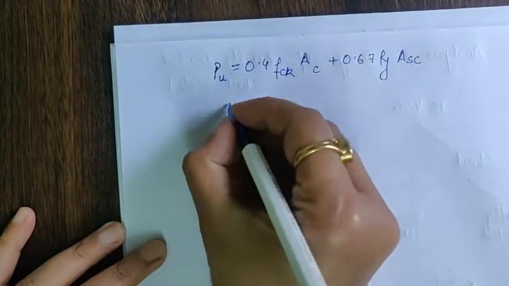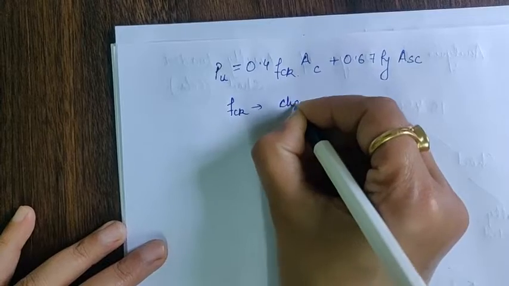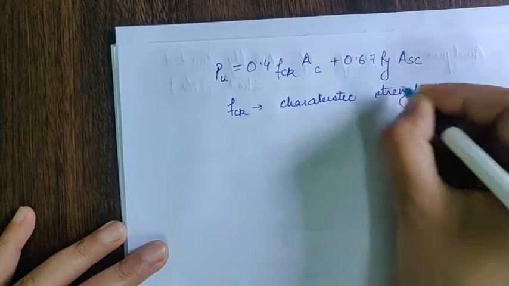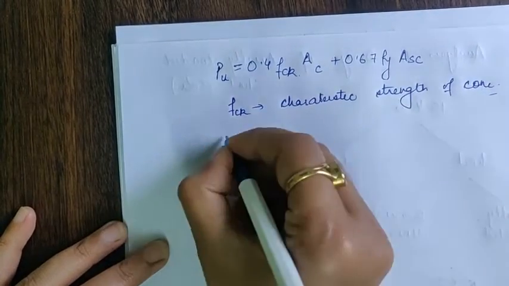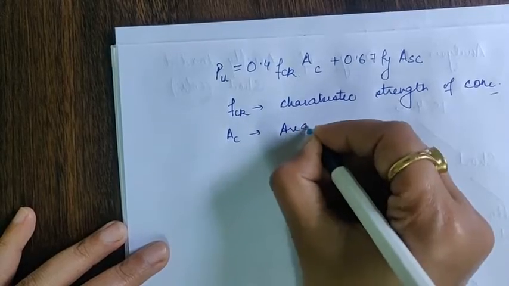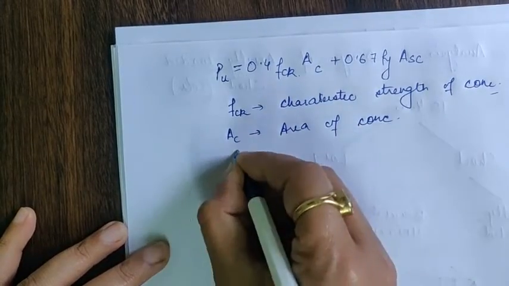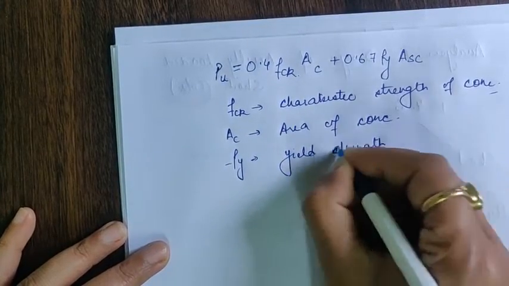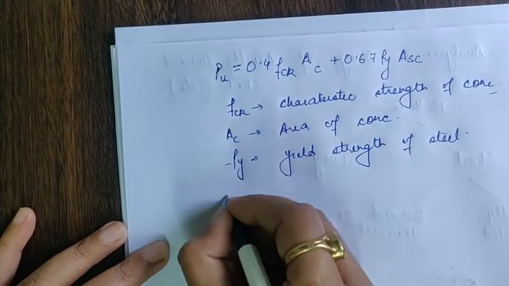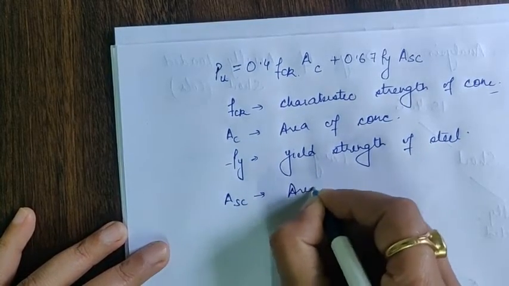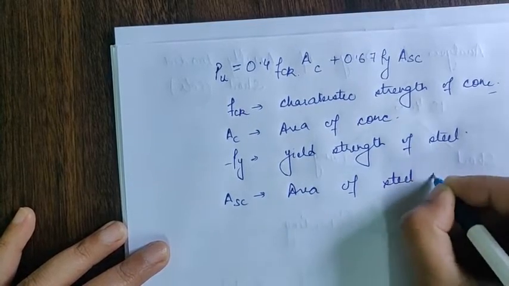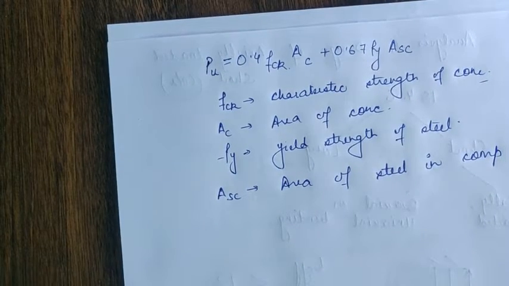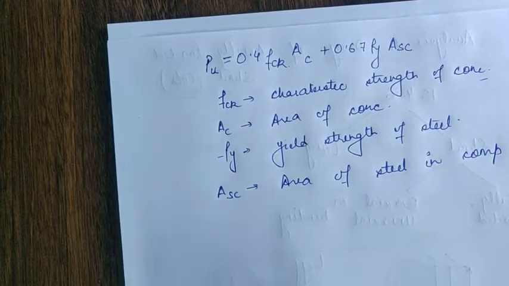In this case, FCK means characteristic strength of concrete. AC means area of concrete. Fy is yield strength of steel. ASC is area of steel in compression.